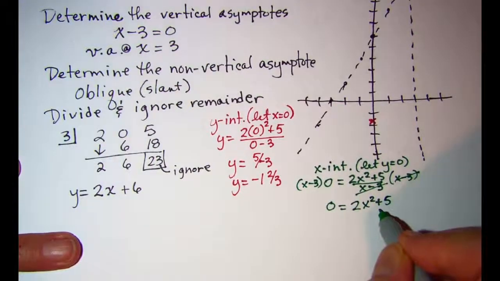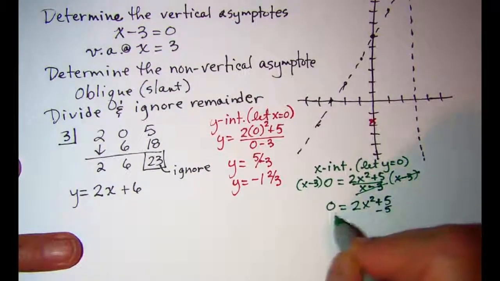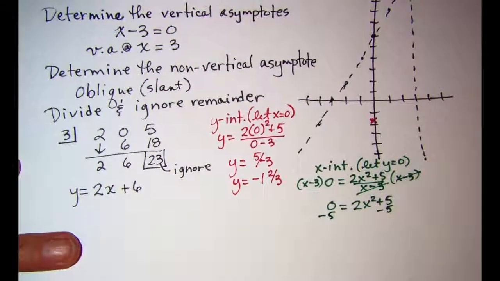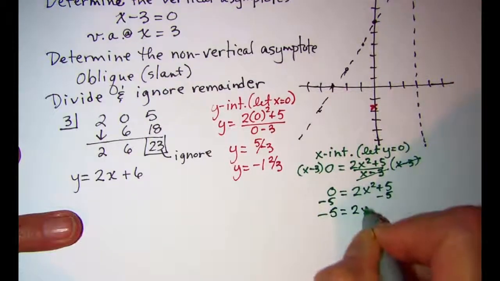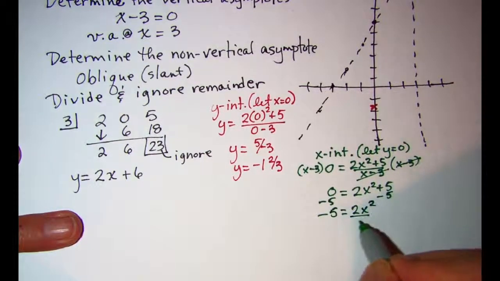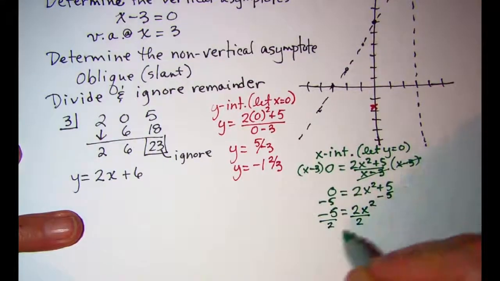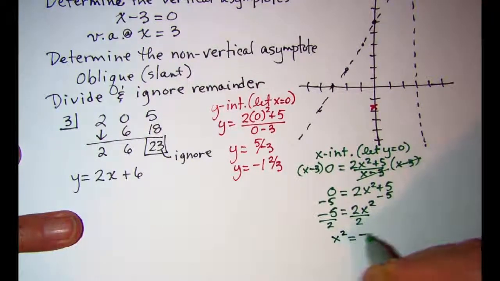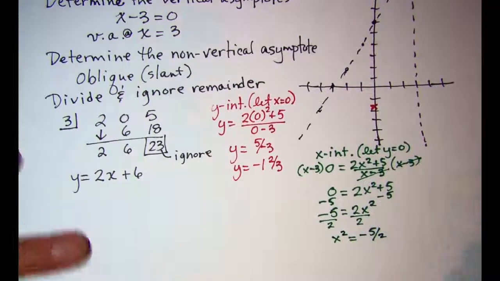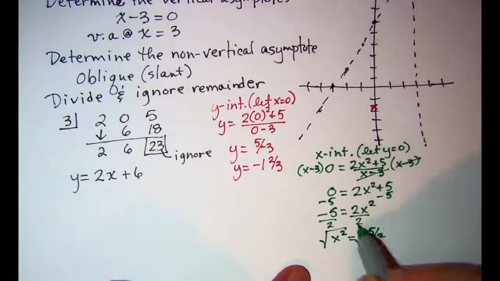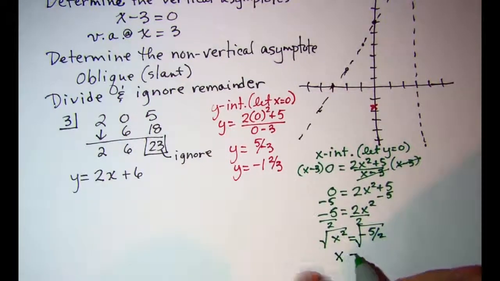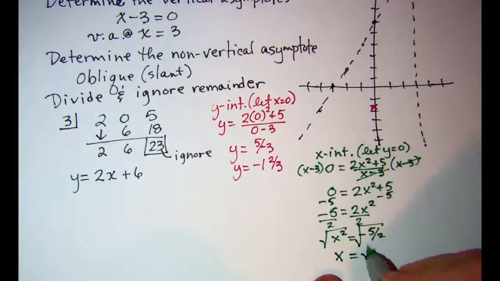If we subtract 5 from both sides, I have negative 5 equals 2x squared. Divide both sides by 2, and x squared equals negative 5 halves. Now if I square root both sides, you can see that we're not going to have a real number. X is equal to plus or minus the square root of 5 halves times i.